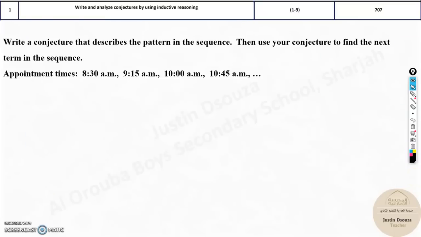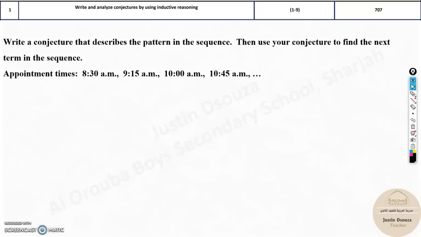The first topic is to write and analyze conjectures by inductive reasoning. Basically, we need to analyze some patterns, or predict what's going on in a set of values or a set of times, or in this example, appointment times. Let's see this. Write a conjecture that describes the pattern in the sequence, then use the conjecture to find the next terms in the sequence. A conjecture is telling something. It's not like a conclusion, but it's similar to a conclusion. You're saying this is what's happening.